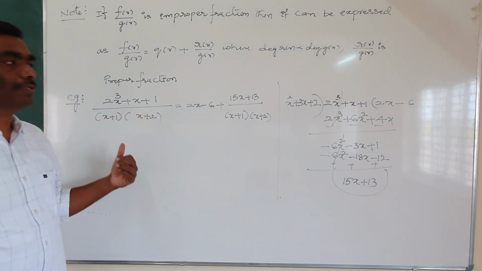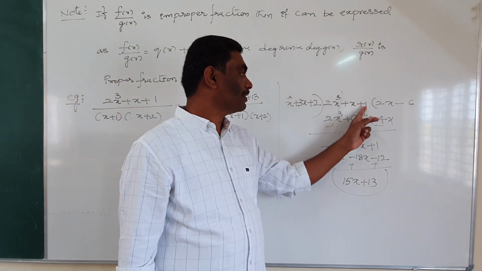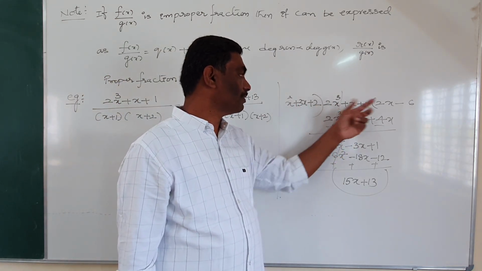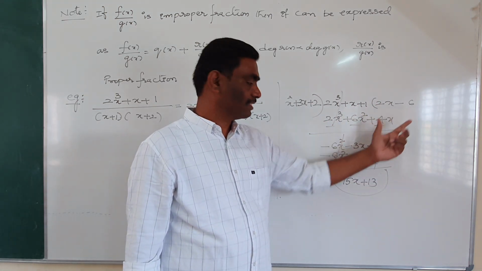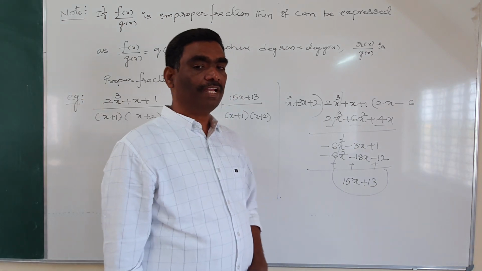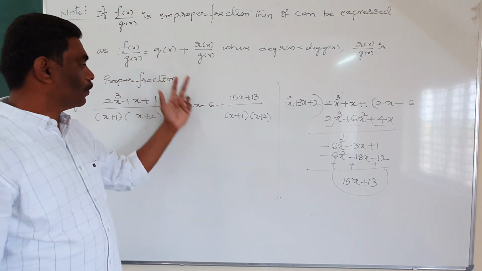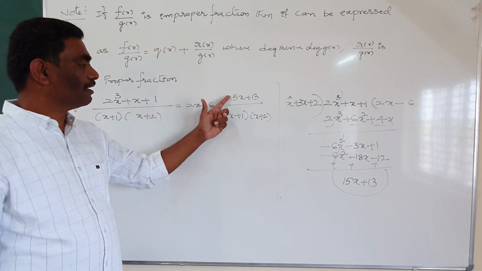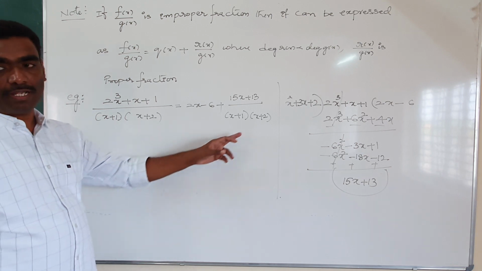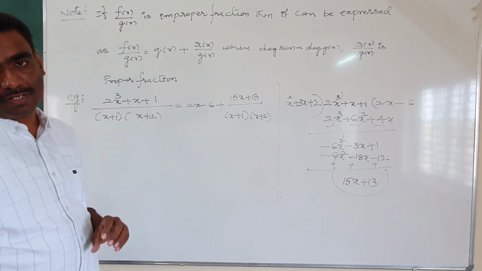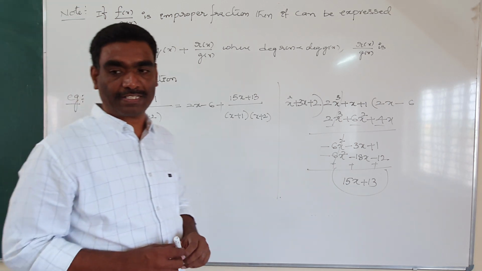(x + 1)(x + 2) means x² + 3x + 2. Divide 2x³ + x + 1 by x² + 3x + 2. Quotient 2x − 6. Remainder 15x + 13. Now the given fraction can be written as quotient plus remainder divided by denominator, that is (x + 1)(x + 2). It is the method to reduce the improper fraction into the proper fraction.